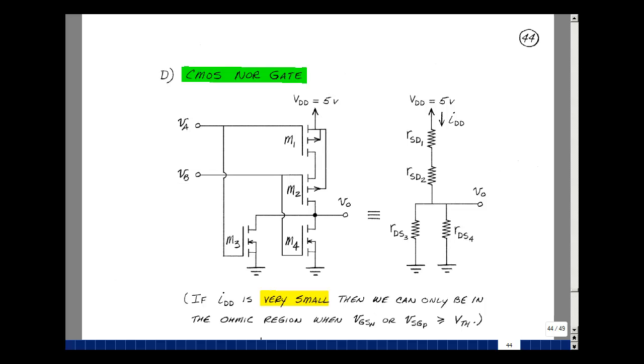This lesson deals with a CMOS NOR gate. You can find these notes in the ECE302 ebook in Chapter 4 on page 44. In our last video, we took a look at an inverter using CMOS transistors.